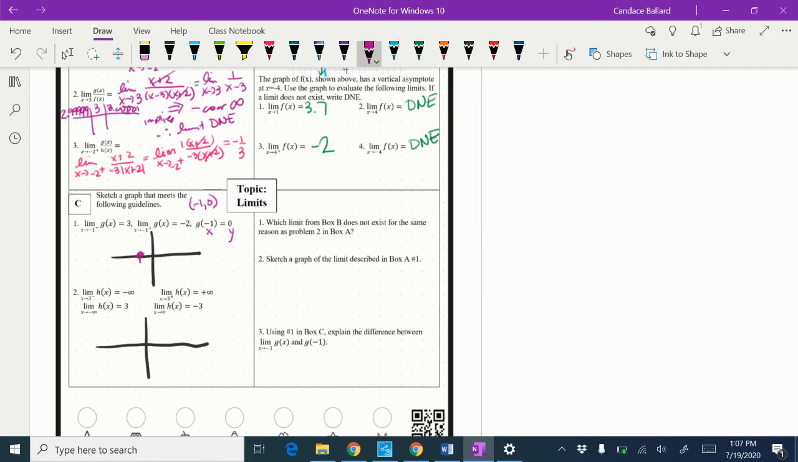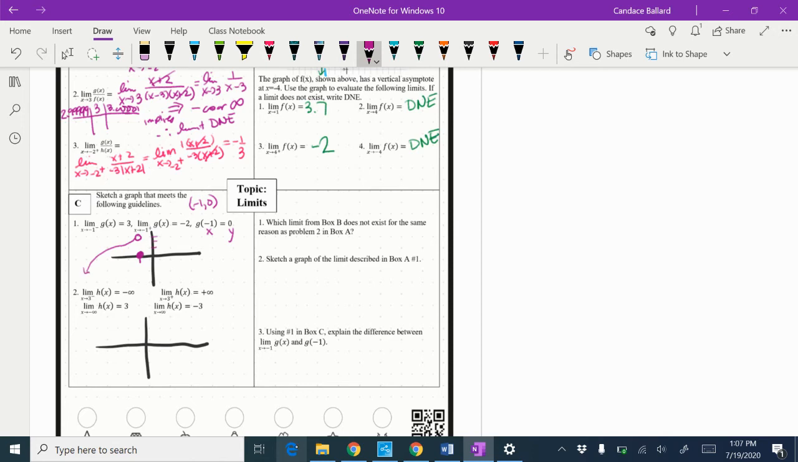So at -1, 0 is there. Now I'm going to go back and read and see what happens here. It says that x approaches -1 from the left is at 3. So 1, 2, 3. I know it can't be closed. It's got to be open. It's got to approach that from the left side. So I could draw anything I wanted over there from the left side.